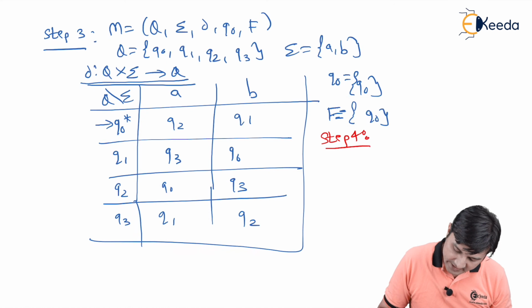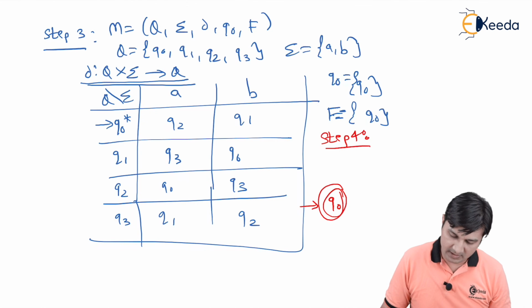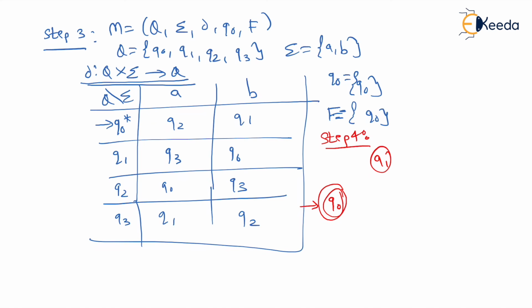Now in step 4, the states which I have are Q0 as the start as well as the final state. I have my Q1, I have my Q2 over here and my Q3 over here. Going ahead, I say Q0 on A goes to Q2. So let's fill it. Q0 on A is going to Q2. Q0 on B goes to Q1. Q1 on A goes to Q3. So on A it is going over here. On B it goes to Q0.